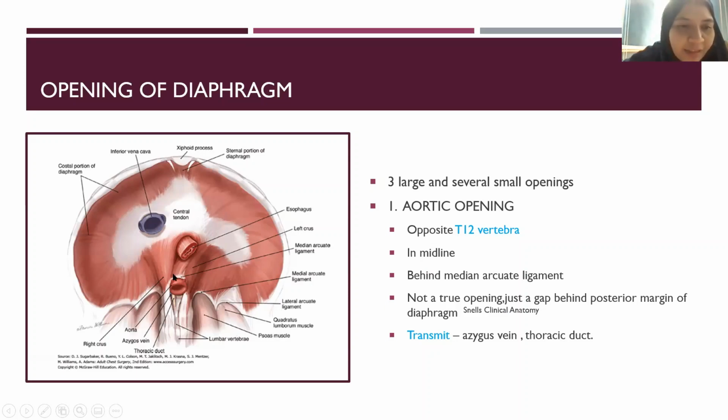Okay, in the middle, between the right crus and left crus, it is actually behind the median arcuate ligament. Snell mentions that this is not a true opening, but just a gap behind the posterior margin of the diaphragm. It transmits the aorta, azygous vein, and also the thoracic duct. So that is the aortic opening, and we have to differentiate it from the esophageal opening.